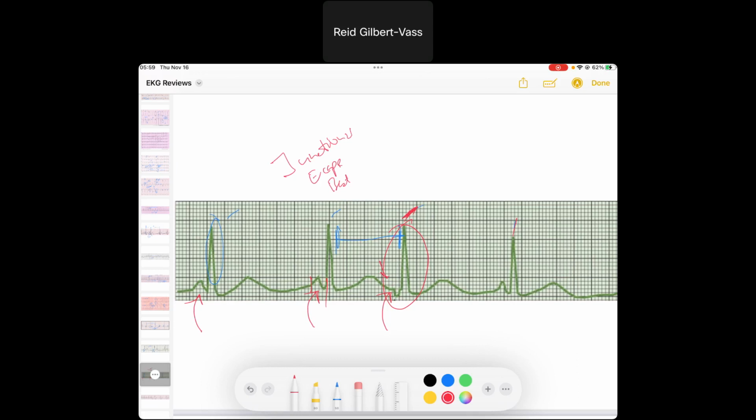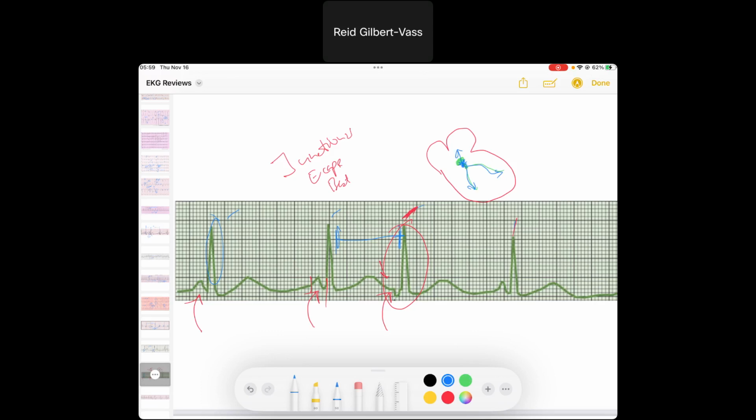And the reason why is because if I drew a heart, and this is kind of interesting, here's my heart, and I'm going to draw my AV node right here, bundle of His and the bundle branches. If I had an escape beat that came from right here at the junction at the AV node, it would send the signal down into the ventricles like normal, but it would also send it retrograde up the AV node.